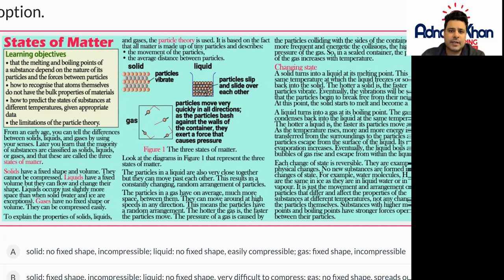Solids have a fixed shape and a volume. They cannot be compressed or squashed, in other words. Whereas liquids have a fixed volume, but they can flow and change their shape. Liquids occupy just slightly more space than when a solid, with water and ice being exceptions. Gases have no fixed shape or volume. They can be compressed very easily.